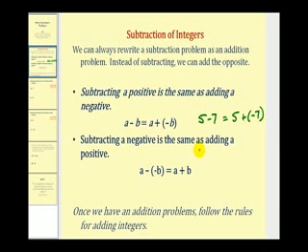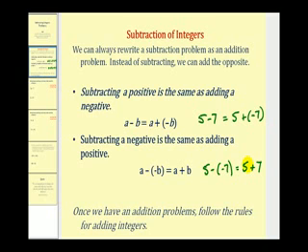And subtracting a negative is the same as adding a positive. So if we have a minus negative b, that's the same as a plus b. So if we had 5 minus negative 7, that's the same as 5 plus positive 7. Now if this doesn't really make sense to you, you can think of negative 7 as a loss of $7. And if I was to say I'm going to take away your $7 loss, that's pretty much the same as just giving you $7, which would be the same as plus 7.